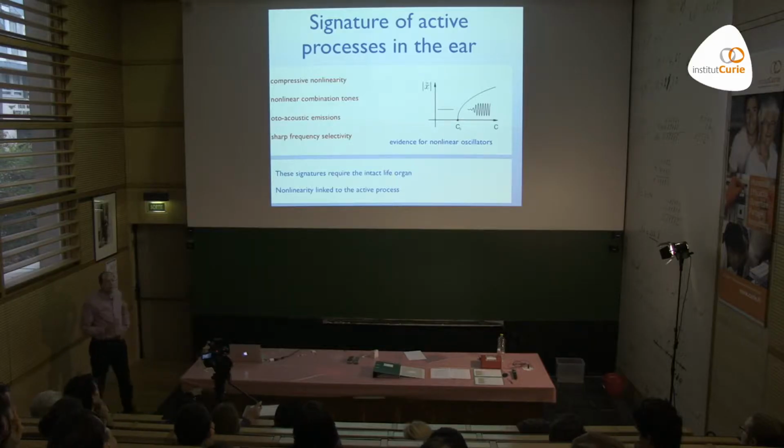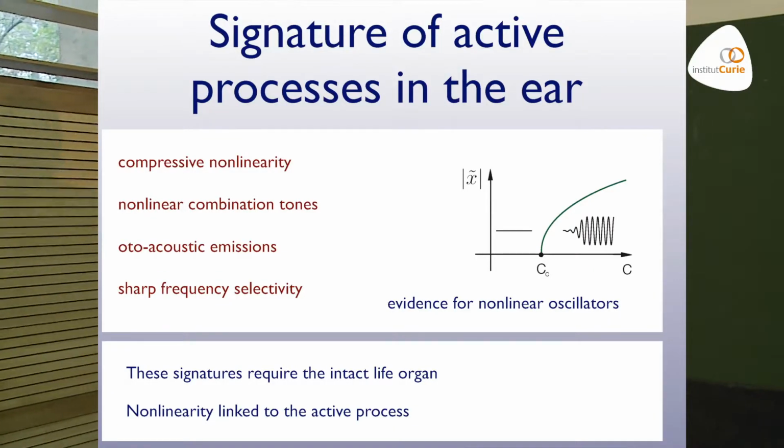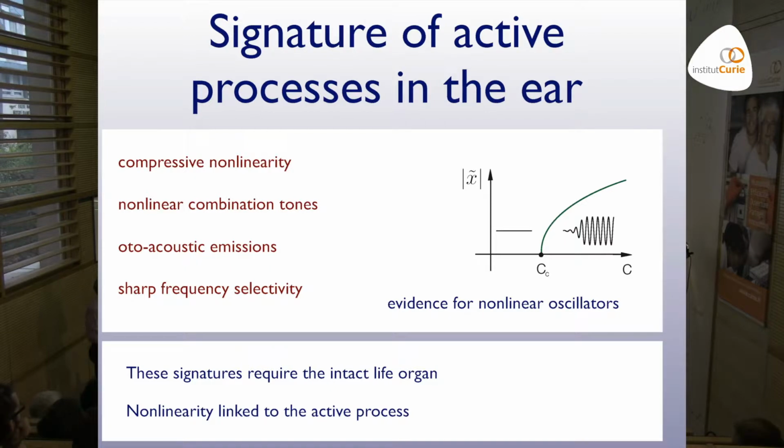So just to summarize, we have several signatures of active processes in the ear that are all linked to the organ being intact and living. The compressive nonlinearity disappears when cells die. Autoacoustic emissions also. The nonlinearity then has a consequence that there are nonlinear combination tones. So if two frequencies stimulate the system, it will create additional frequencies by nonlinear couplings.